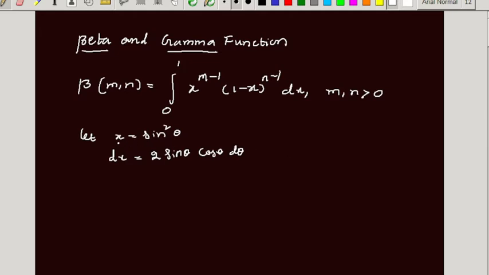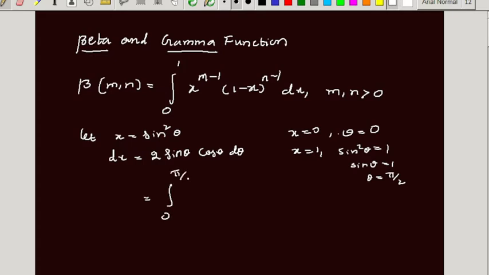Here we must change the limits. If we put x equal to 0, the lower limit, sine square theta is 0, that is theta is 0. When x is 1, sine square theta is 1, sine theta is 1, taking the square root. We get theta equal to 90 degrees, since sine 90 degrees is 1. So here this one we can write as integration 0 to pi by 2.